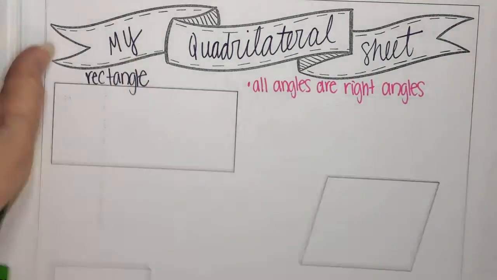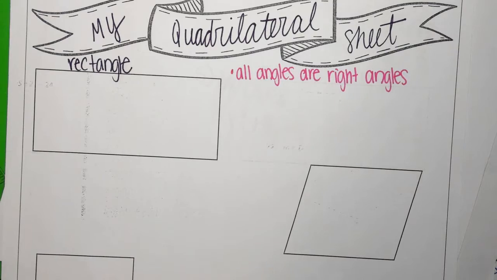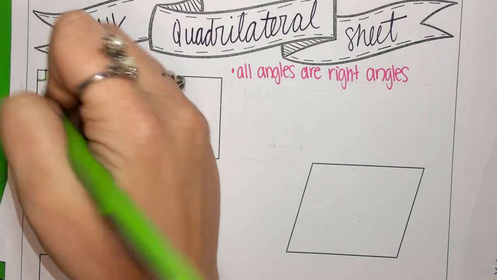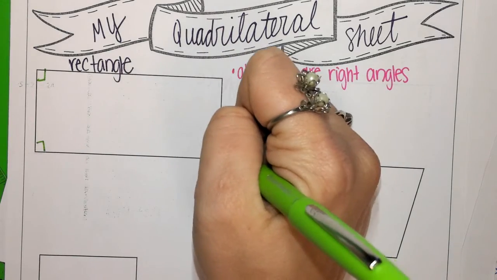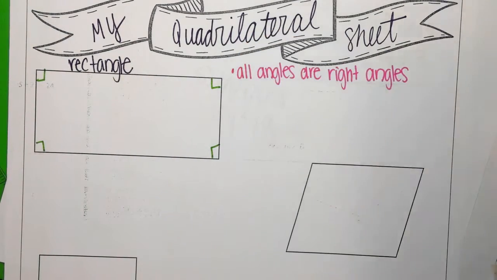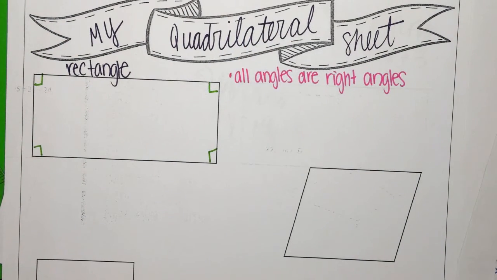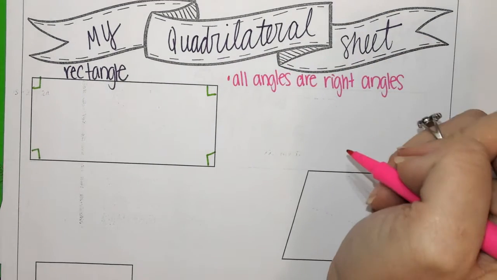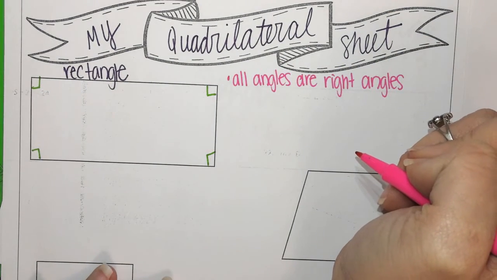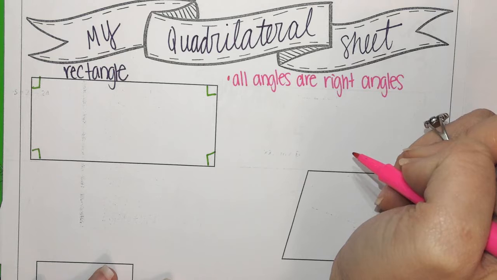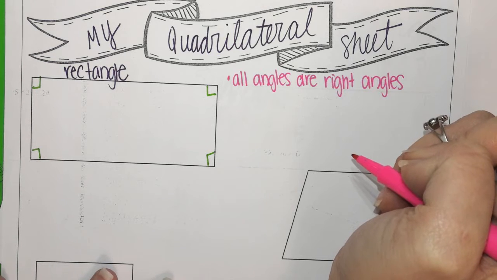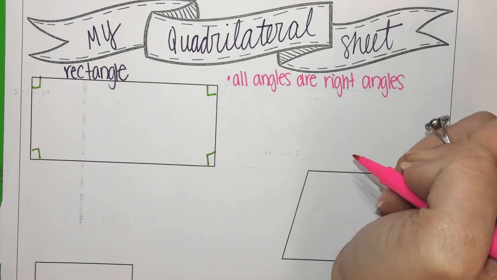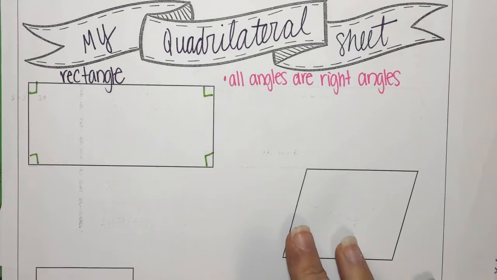So what marking should we put inside our rectangle if we know that all angles are right angles? Little squares, a little box. We're not guessing. Okay, somebody at Gryffindor, tell me something else we know.